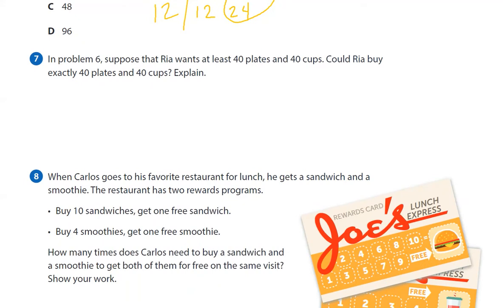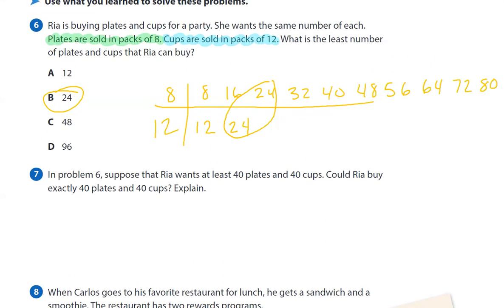Number 7. In problem 6, suppose that Ria wanted at least 40 plates and 40 cups. Okay, she is having a big party. Could Ria buy exactly 40 plates and 40 cups? Well, she could buy 40 plates. That's the wrong color. She could buy 40 plates, but can she buy 40 cups?